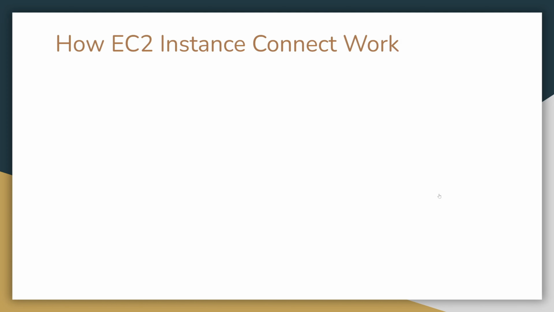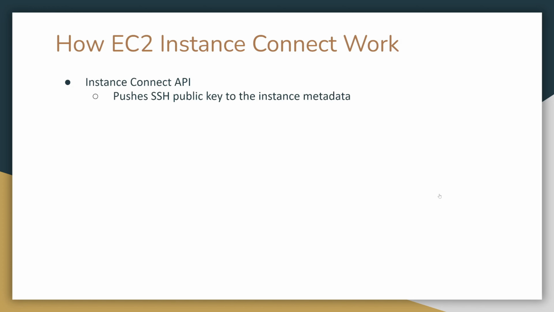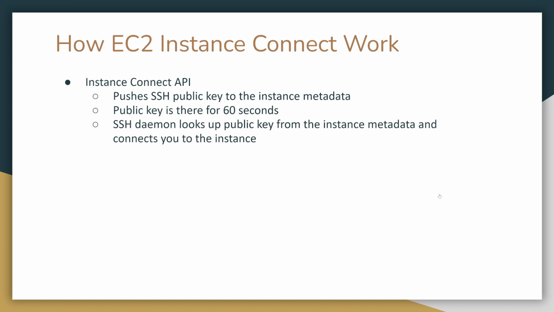Now let's take a look at how EC2 Instance Connect works. So we have Instance Connect API that pushes SSH public key to the instance metadata. Then public key is stored there for 60 seconds. Then SSH daemon looks up public key from the instance metadata and connects you to the instance. Using Instance Connect, you can connect from AWS console, or you can also use SSH client.